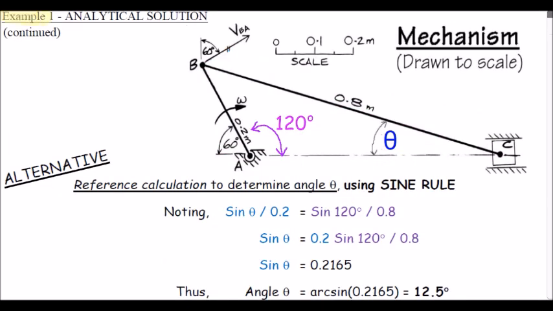Example 1, solution continued. Here's an alternative method to find angle theta. We're now using the sine rule. From the sine rule, I can write sine of angle theta divided by the side length opposite the angle, 0.2 meters in this case, is equal to the sine of 120 degrees, shown here, divided by the side length opposite that angle, which is 0.8. Rearranging for sine theta, in other words multiplying both sides by 0.2, we can again determine the angle theta, which of course is 12.5 degrees. So whichever method we use, the basic trig generating two simultaneous equations, or the sine rule, we get the same answer for angle theta.